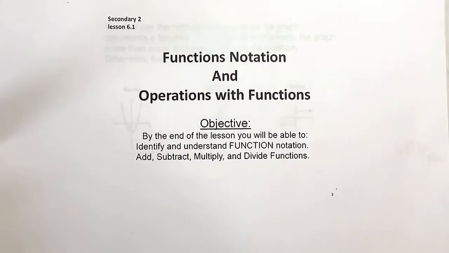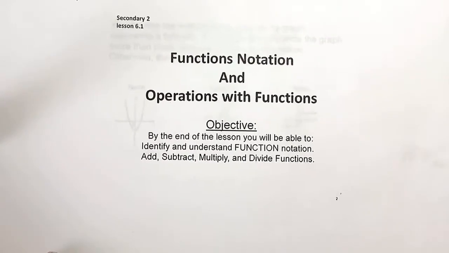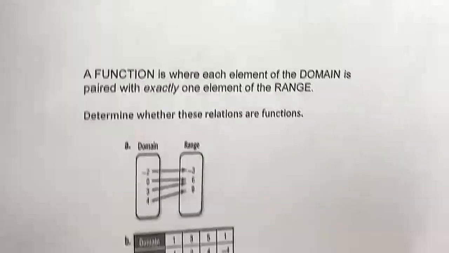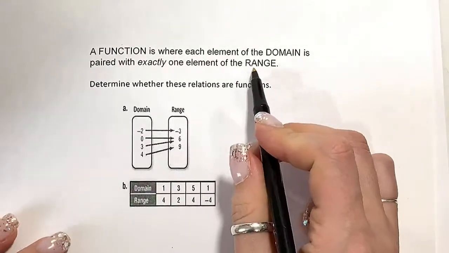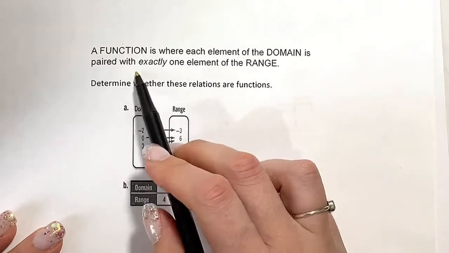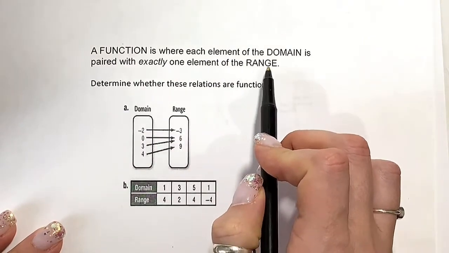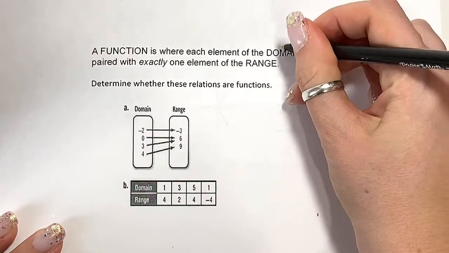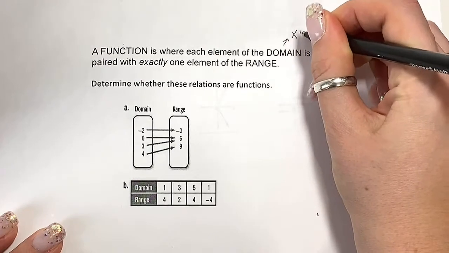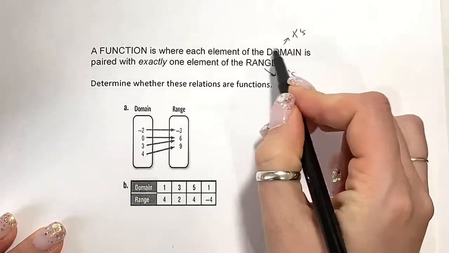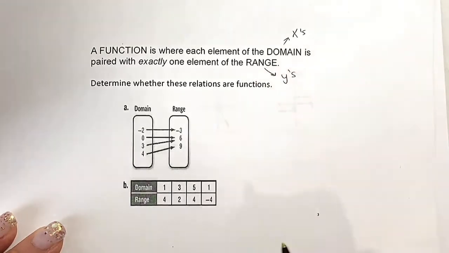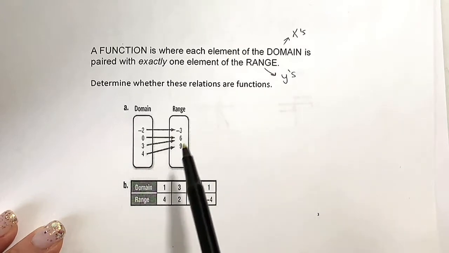So first off, let's just go over what a function is again. A function is where each element of a domain is paired with exactly one element of the range. So remember, domains, these are like your x's, and your range, this is like your y's. So we're thinking kind of like horizontally and vertically. A function doesn't necessarily have to be a graph. They can give it to you.